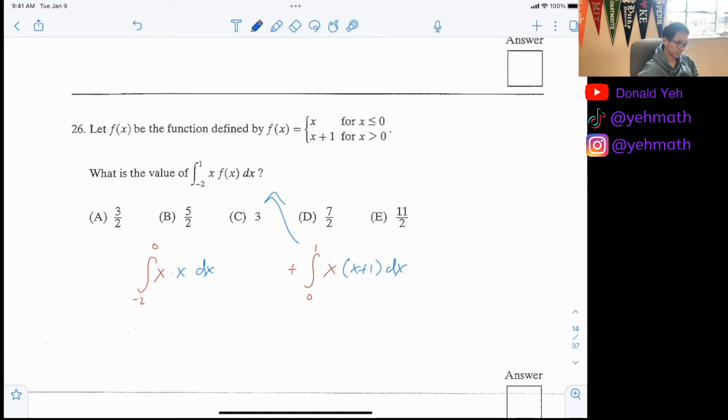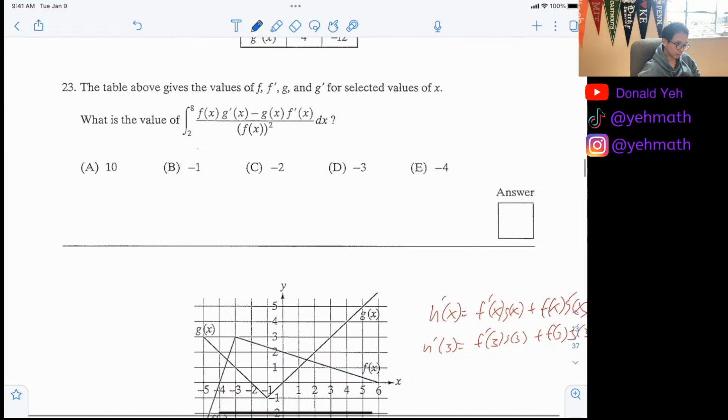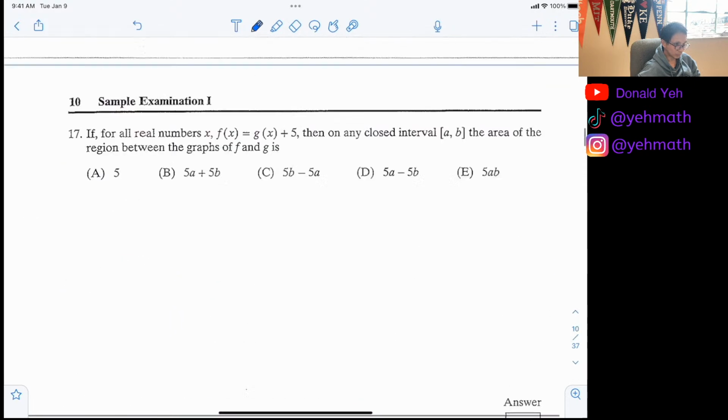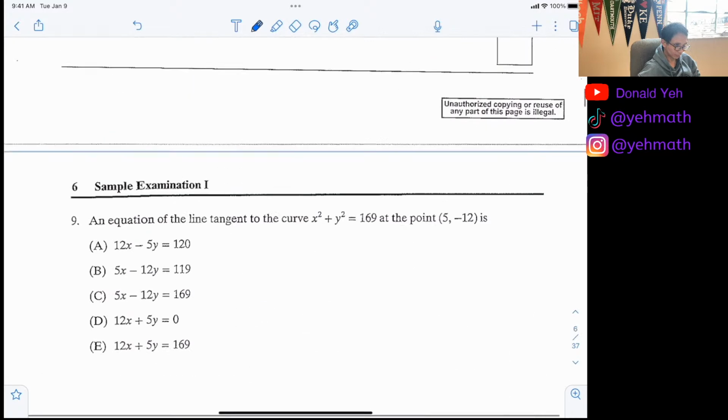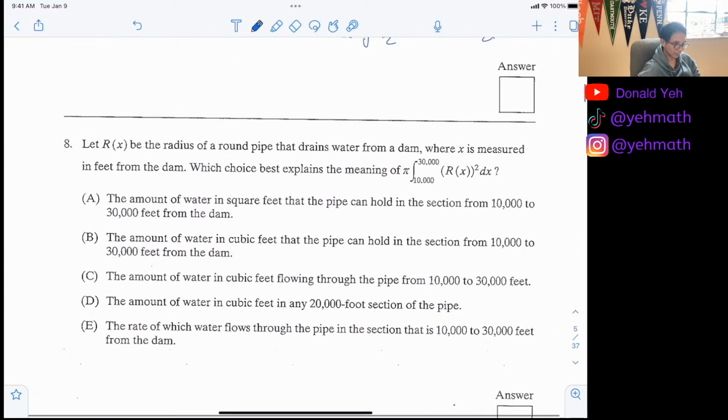It's a simple logic question, but I got it wrong. Maybe you just don't have logic. No, it's because they tricked me. It was the square feet and the cubic feet, and I don't know what square foot or cubic foot is. This is a disk method, so it has to be a volume. It has to be cubic feet.